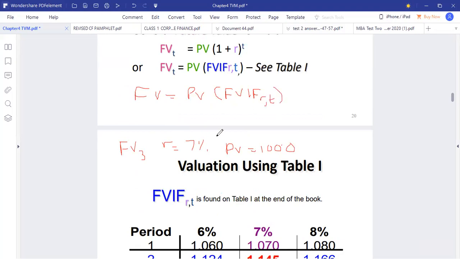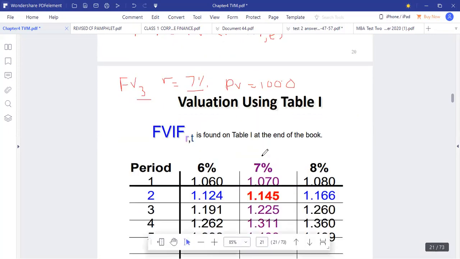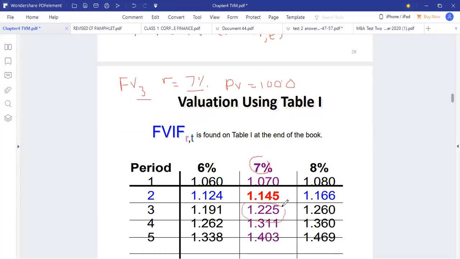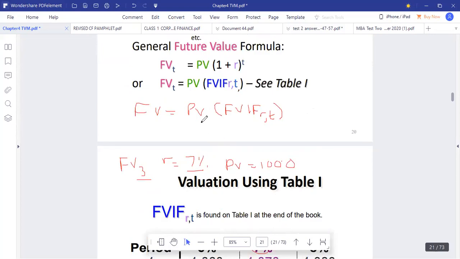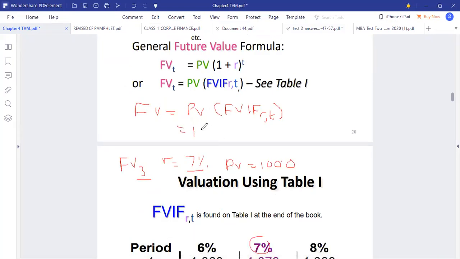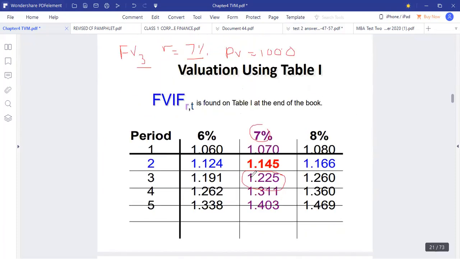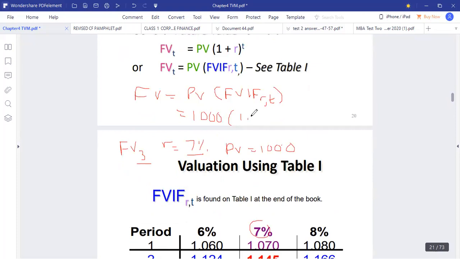So what is our interest rate? 7%. Our time is 3 years. So you go under 7% and under 3 years. What figure is there? 1.225. So here you just put 1,000 where there's PV, and where there's the interest factor, we put the figure we found there, 1.225. Then when you multiply them, we get 1,225. It's very easy using the table.